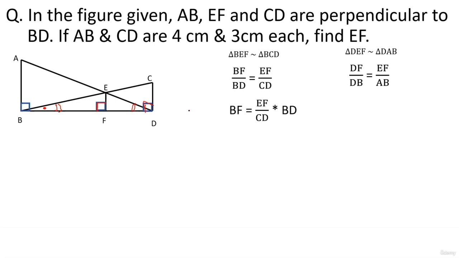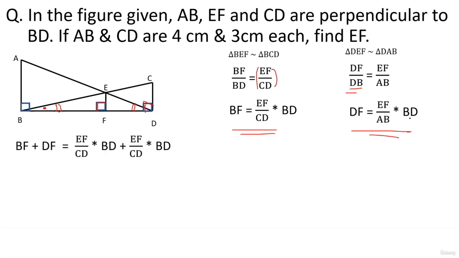Now from the first equation, take BD on the right hand side. You will have EF by CD multiplied by BD, right? Same way in the next case also you take BD on the right hand side. You'll have DF equals EF upon AB into BD, right? Now you add these two equations. When you add these two equations, by geometry, BF plus DF will be nothing but BD. So the left hand side I can replace by BD.